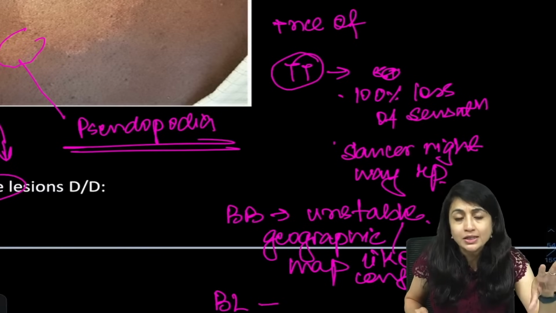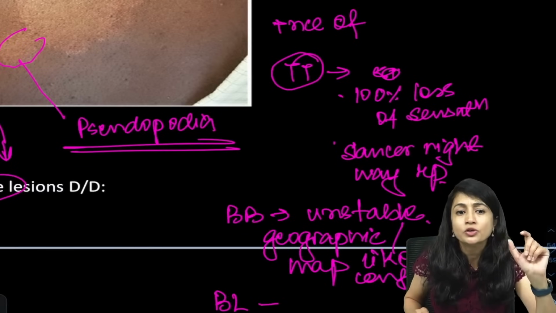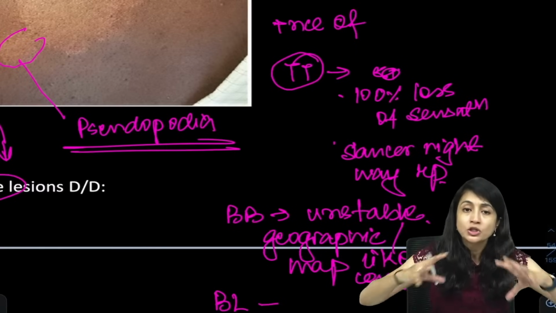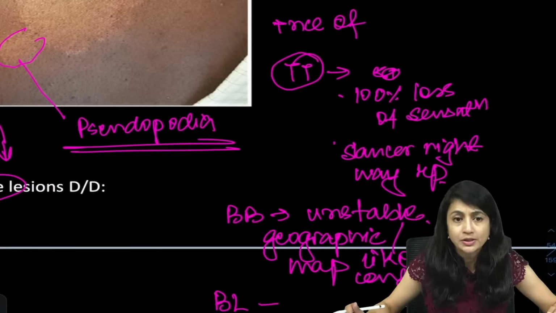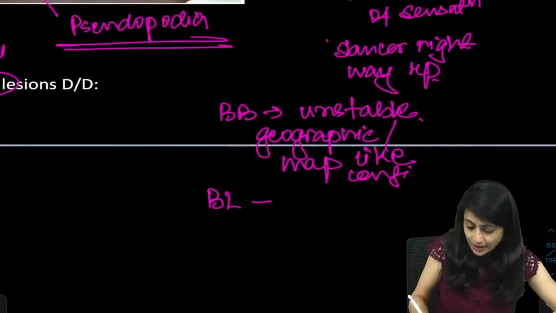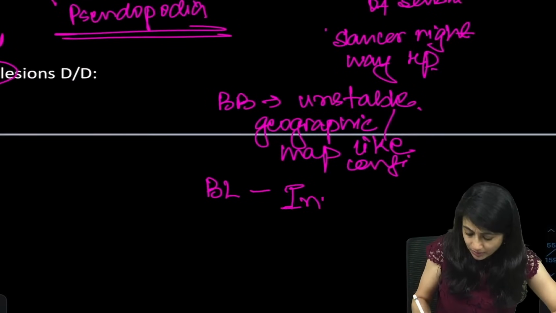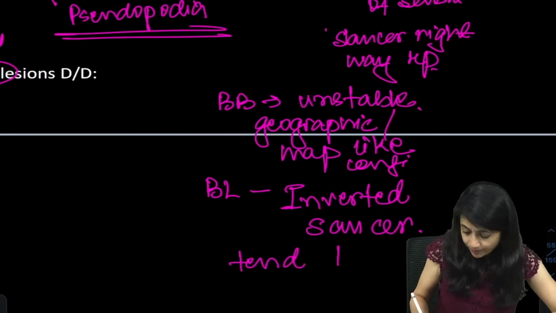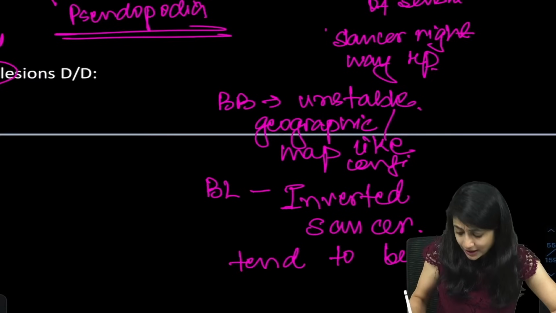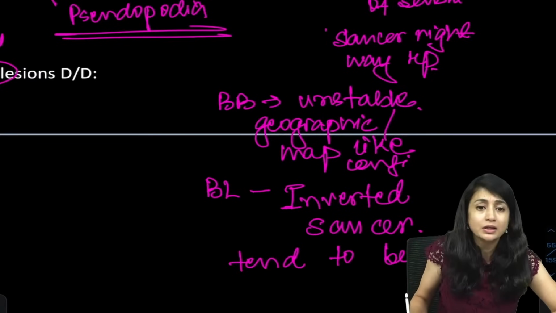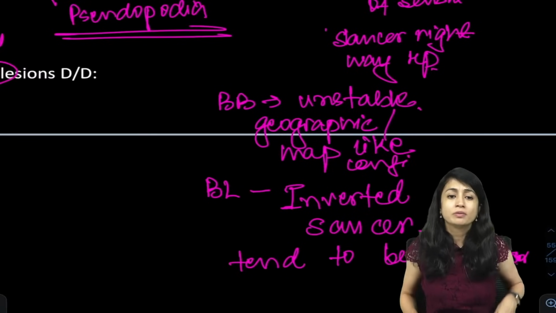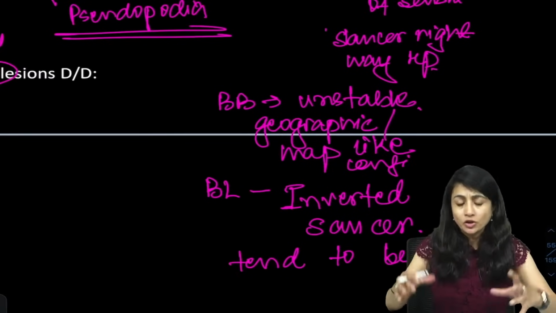BB is the most unstable form of leprosy, where you see geographic or map-like configuration. My leprosy is trying to spread here, so you have geographic or map-like lesions. BL, you are right, I see an inverted saucer appearance. The lesions now tend to become symmetrical. You don't exactly need to remember everything. If you understand leprosy, this will be very easy. Just know the names. So, BL has inverted saucer appearance, and here the lesions tend to be symmetrical.